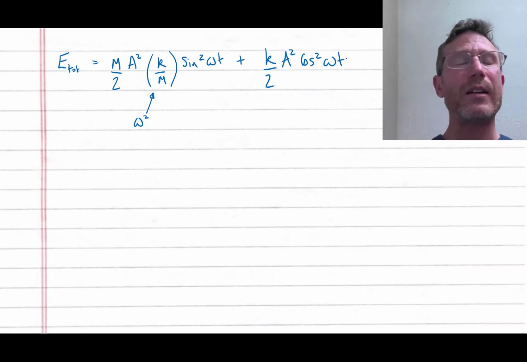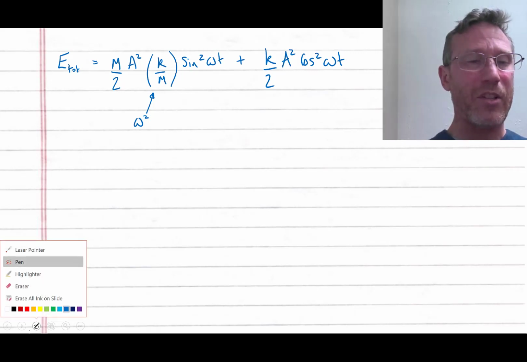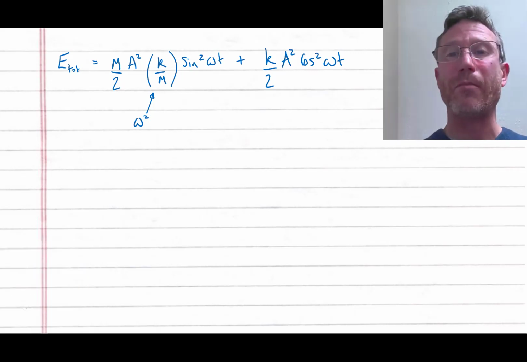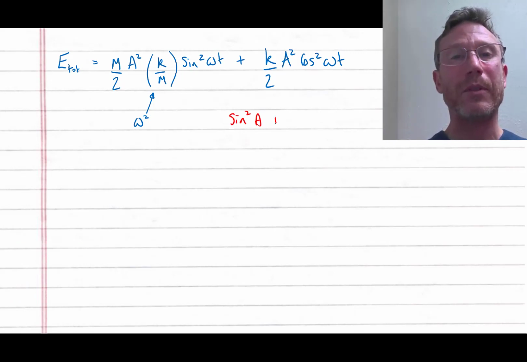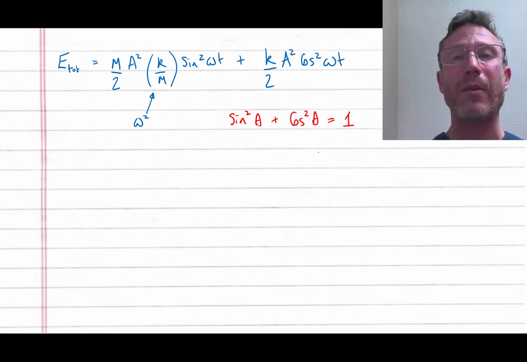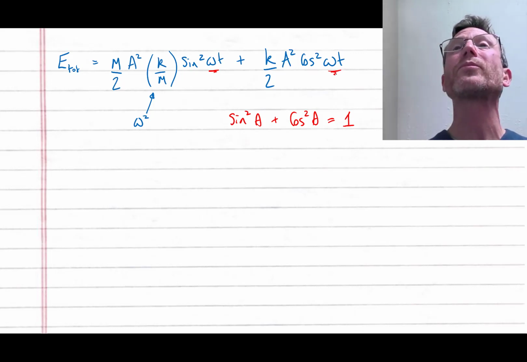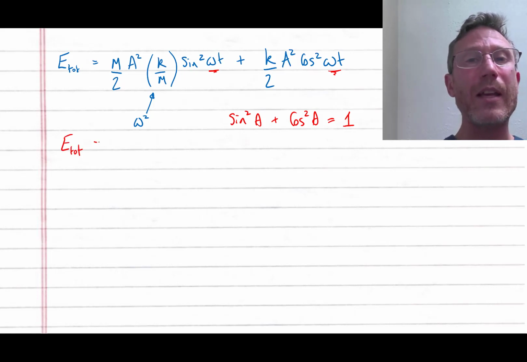Now, where am I going with this? What's a very easily remembered trigonometric identity that we are going to pretty much use? Well, we use this all the time. We should remember this all the time. Sine squared theta plus cosine squared theta is equal to 1. So effectively here we've got sine squared omega t plus cosine squared omega t is equal to 1. We're going to combine these together. Very simple algebra in here.